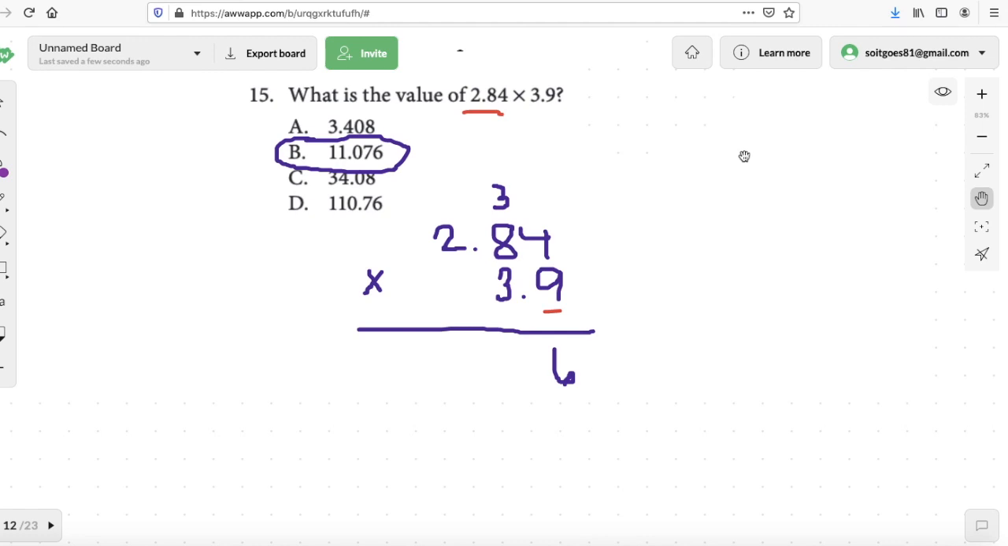So you put the 6 down here below the 9 and the 4, and then you put the 3 in the next place over. And you're going to multiply 9 times 8. Now, 72. Which is 72.